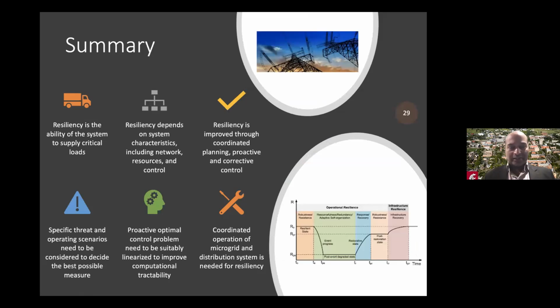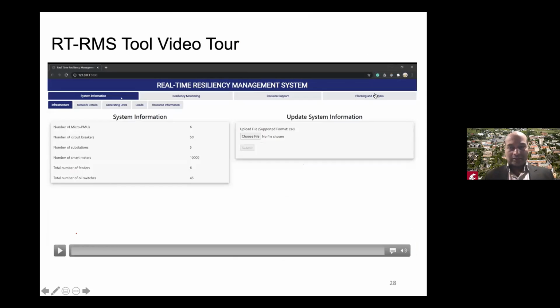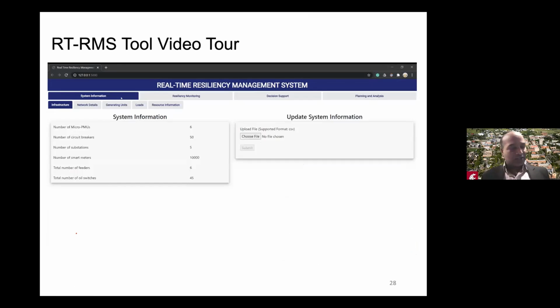And then finally, I can do planning and analysis to analyze, if I put a battery, at what location resiliency will go up. If I put a switch, how the resiliency will go up. If I need to put a new cable as a redundant link between two parts of the system to make it a microgrid, or even reconfiguration, where to put that. So all these questions can be answered using this tool.